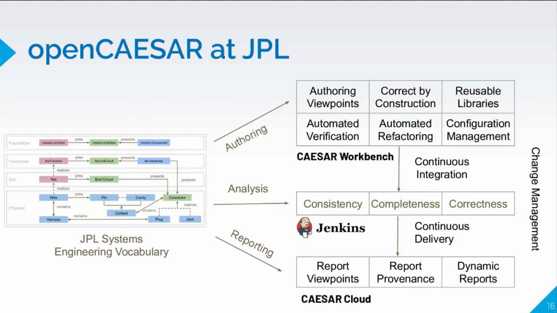We also developed an analysis pipeline, thanks to the OML analysis tools, that can check consistency, completeness, and correctness of the model. And this correctness could be by simulation, mathematical solving, and other approaches. And this is done in a continuous integration and delivery way with Jenkins. And this results in reports or dashboards or viewpoints that can be visualized on another application called CAESAR Cloud, a web-based application that allows looking at these results.